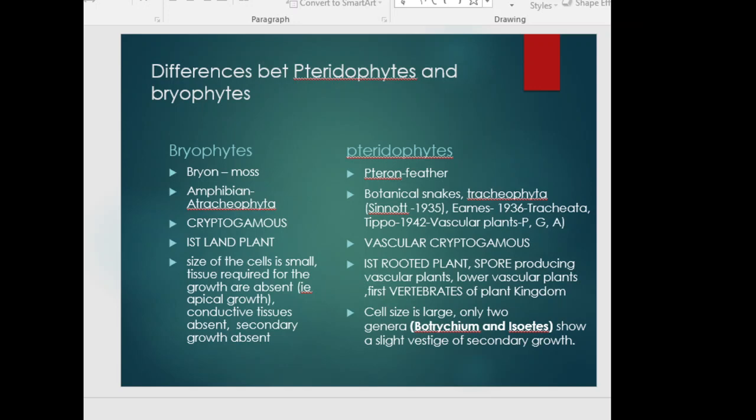While in case of pteridophyta, they are the first rooted plant and spore producing vascular plant, lower vascular plant, first vertebrates of the plant kingdom. They are also called the first vertebrates of the plant kingdom, and the size of the cell is large, and only two genera, that is Botrychium and Isoetes, show a slight secondary growth.